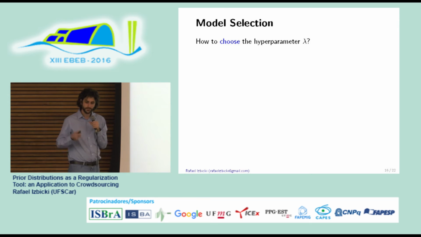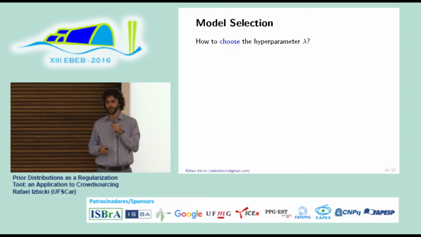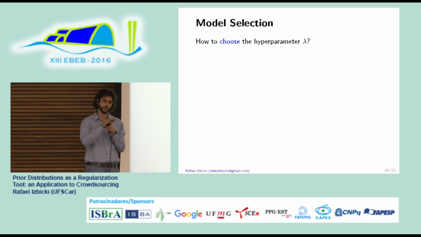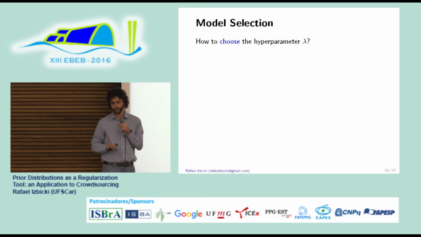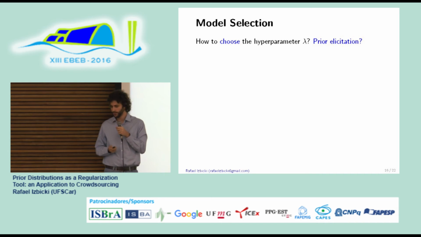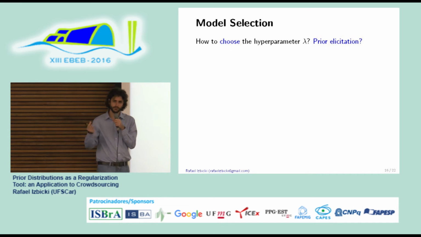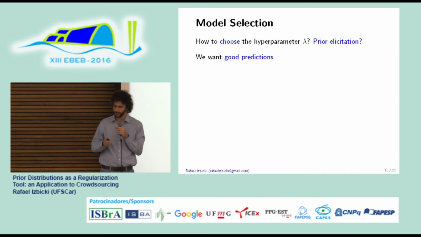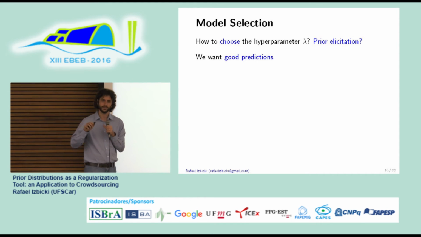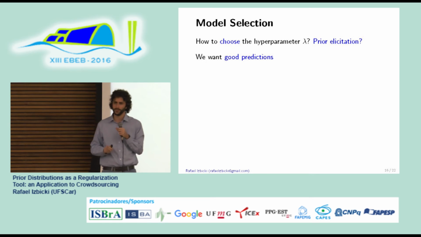Now the question is, how can we choose the prior hyperparameter lambda? So now I'm going to switch to the second part of the talk and discuss model selection. If we are subjectivist Bayesians, we could use prior elicitation and somehow get our value of lambda. But for this problem, I think what makes more sense is to find a classifier that leads to good predictions, because that's what the astronomers want. They don't really want a model that reflects our uncertainty.